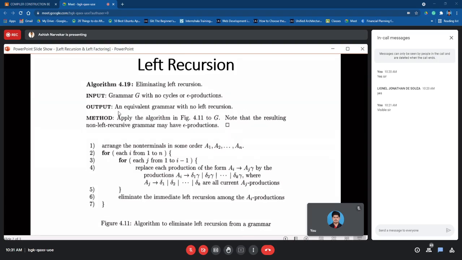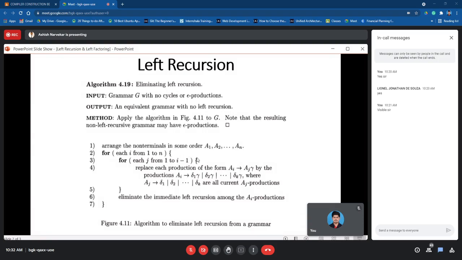The input to the algorithm is a grammar without any empty productions, and the output will be an equivalent grammar with no left recursion. Okay, so the input will be a grammar with left recursion without epsilon productions, that is empty productions, and the output should be a grammar which does not contain left recursion. One thing it also says is that the resulting non-left recursive grammar may contain empty productions. That is also possible, which we'll see in the numericals that we take up.